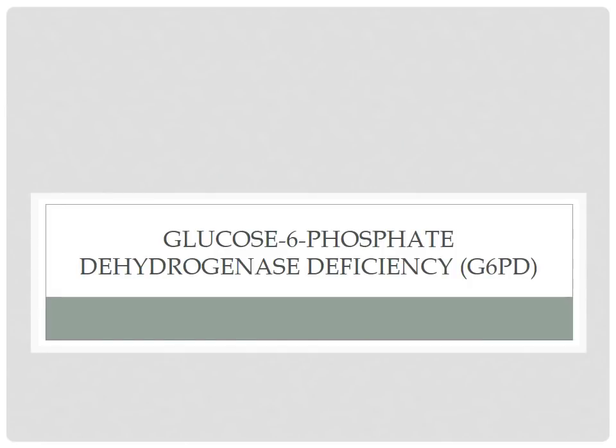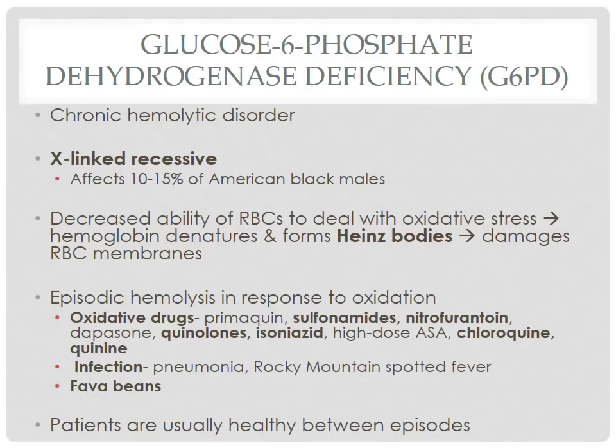Glucose 6-phosphate dehydrogenase deficiency, also known as G6PD deficiency. This is a chronic hemolytic disorder that is X-linked recessive, meaning that you'll see it more in males, and it is a problem with the ability of the red blood cells to deal with oxidative stress. When there's oxidation present, the hemoglobin will denature. You'll form Heinz bodies, which are commonly found on the peripheral smear, and these Heinz bodies will result in damage to the red blood cell.